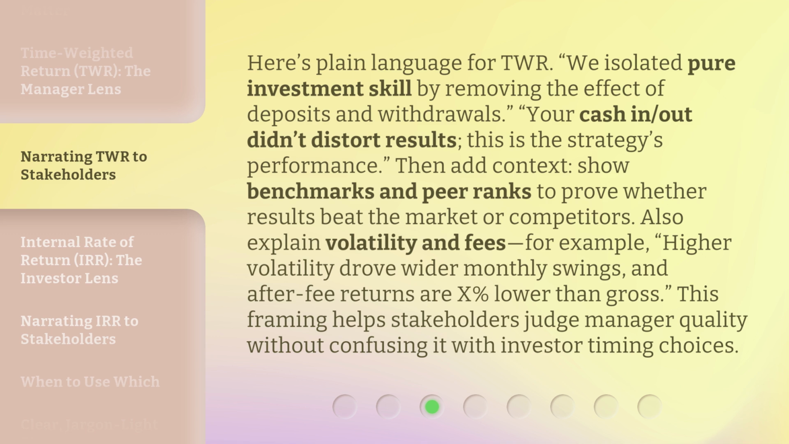Then add context. Show benchmarks and peer ranks to prove whether results beat the market or competitors. Also explain volatility and fees. For example, higher volatility drove wider monthly swings, and after-fee returns are X% lower than gross. This framing helps stakeholders judge manager quality without confusing it with investor timing choices.